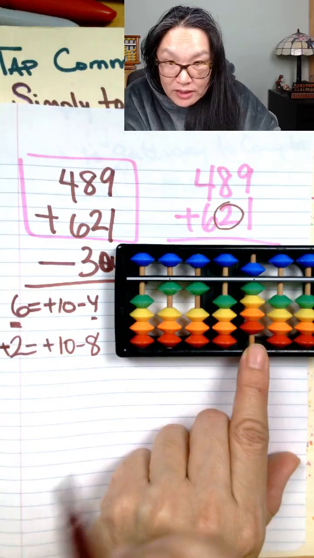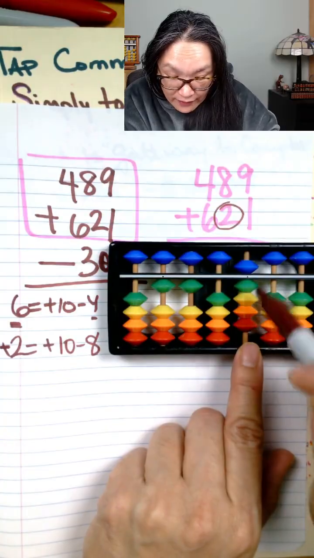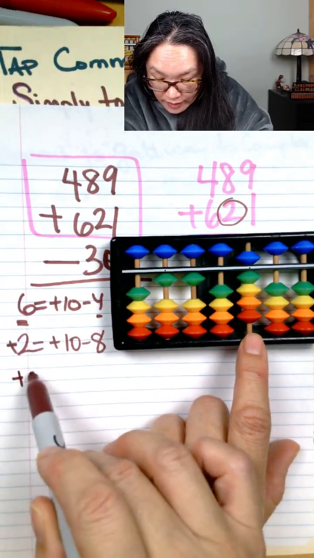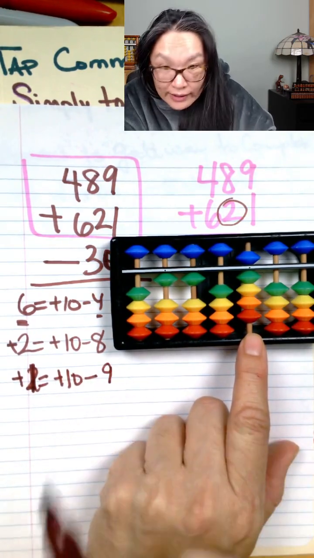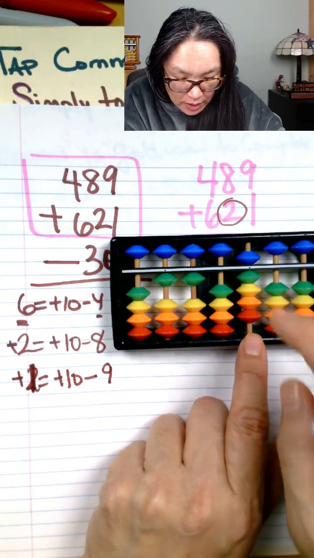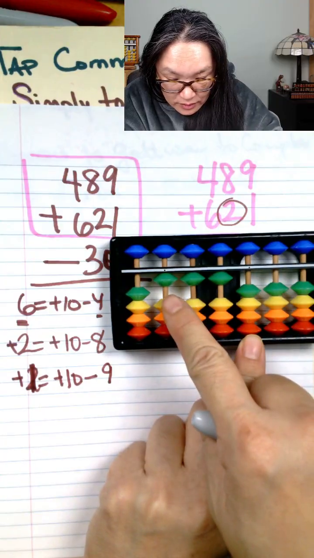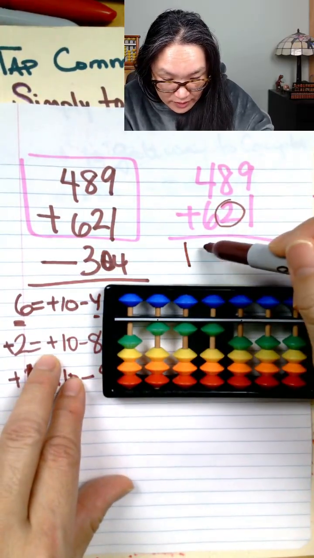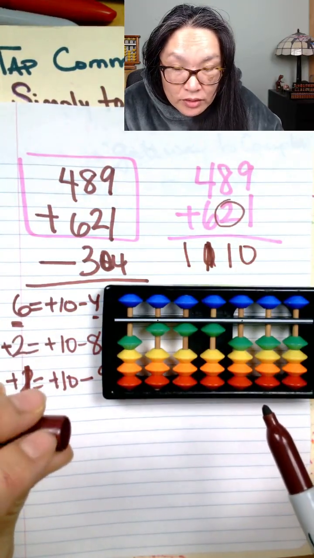Now I need to plus the 1. Do I have enough beads to add the 1? No, I have only 9. There are no more beads to add. What do I do? Plus the 1, again, is the formula: plus the 1 is equal to plus the 10 minus 9. So then, plus the 10 minus the 9. Then my answer is 1,110. So that's my answer, 1,110.